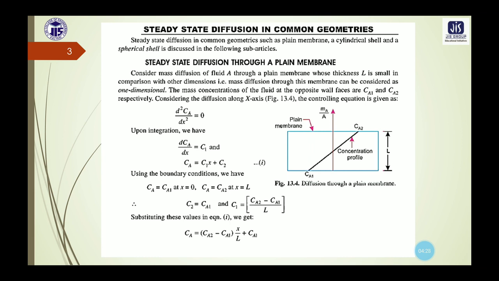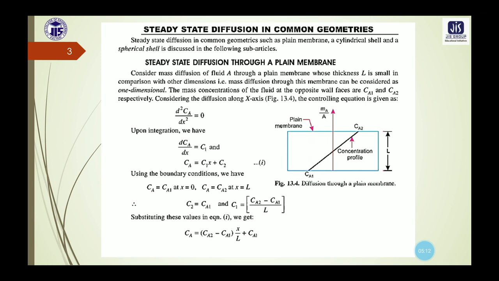Next, let us discuss the steady state diffusion in some common geometry. The steady state diffusion through a plane membrane we will discuss here. In this diagram we can see the diffusion through a plane membrane. We have considered the mass diffusion of fluid A through this plane membrane, and its thickness L is very small in comparison with the other dimensions, so the mass diffusion through this membrane can be considered one-dimensional.